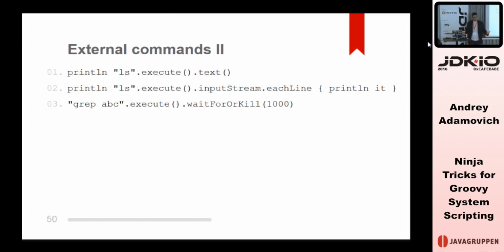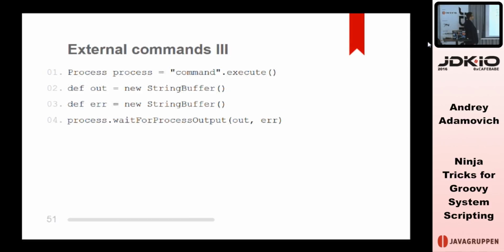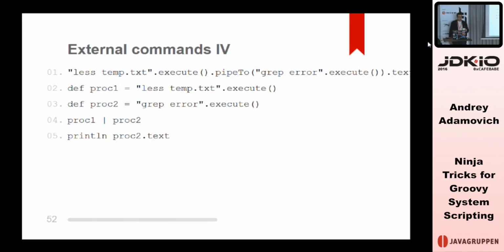Also, because it's a normal Java Process object that you'll find in the Java API, Groovy also added some stuff on top of that, like input streams, and from the input stream you can process each line and do something with that. You can also do forking, you can do timeouts and stuff like that. You can also combine together standard output, standard input, and standard error.